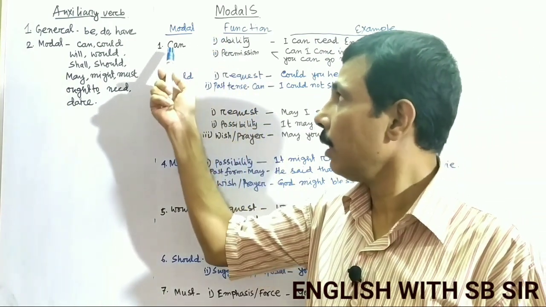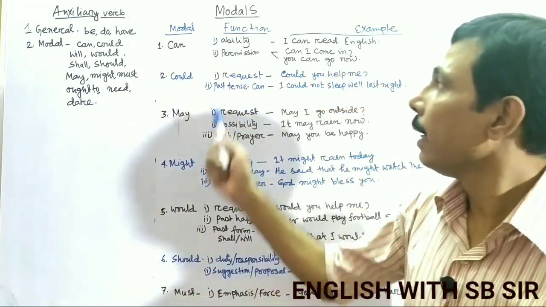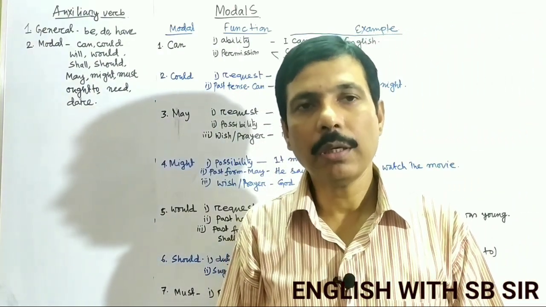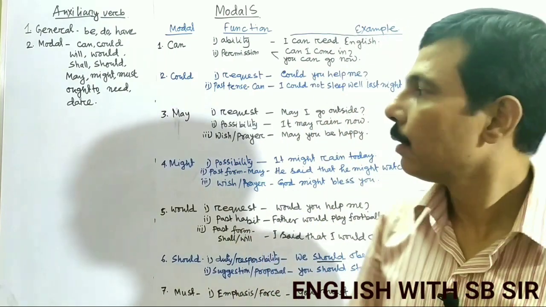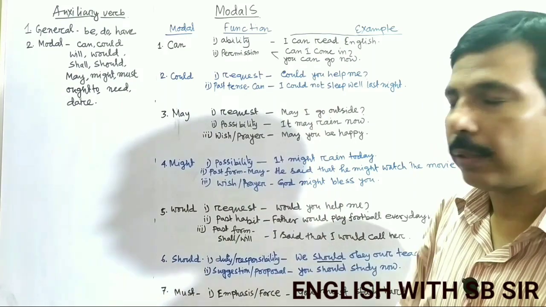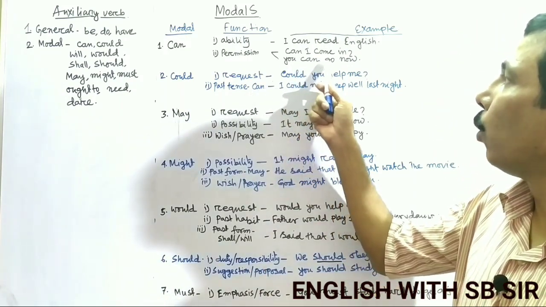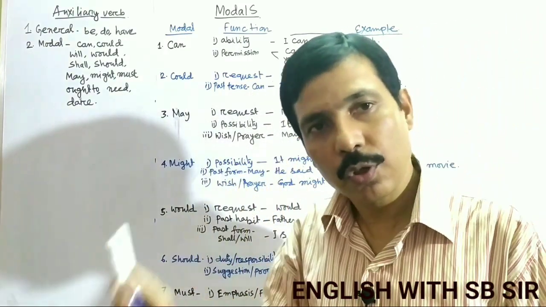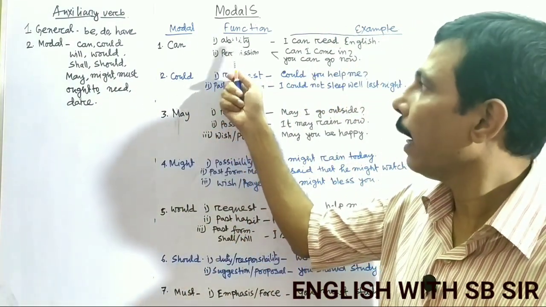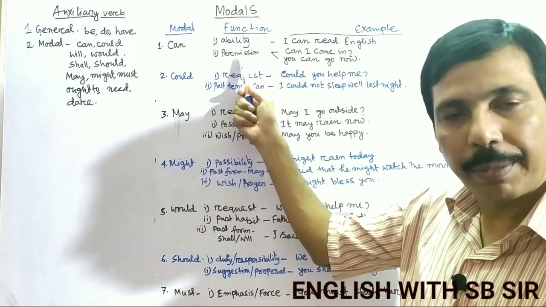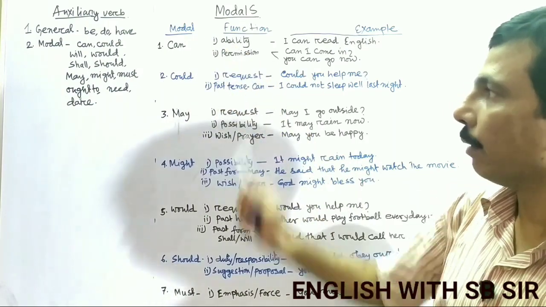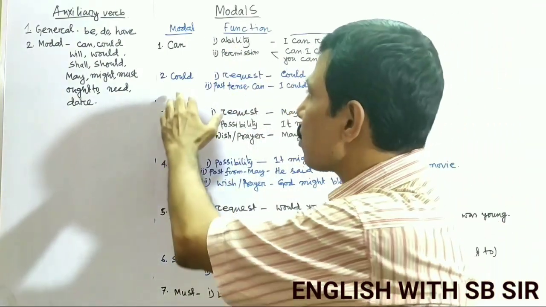The second function of the modal verb can is permission. It is used to take permission or give permission. Can I come in? If we ask that, it is to take permission. Again, you can go now, it is to give permission. So this modal auxiliary can is used to express ability, and second, to take or give permission. It is the main function of the verb can. Number two verb, that means could.